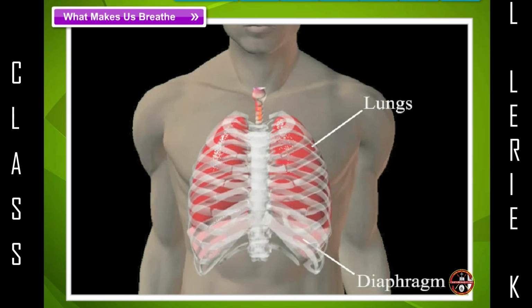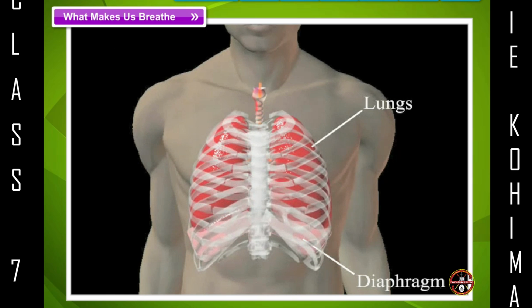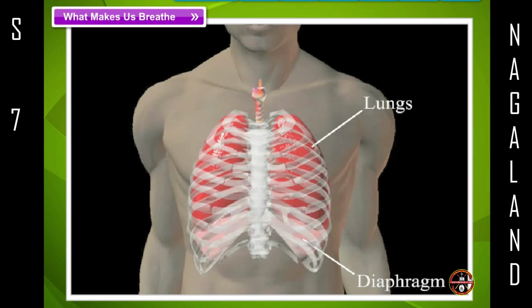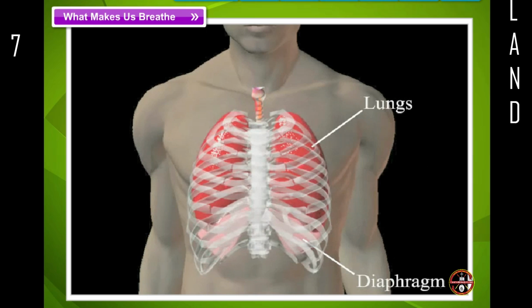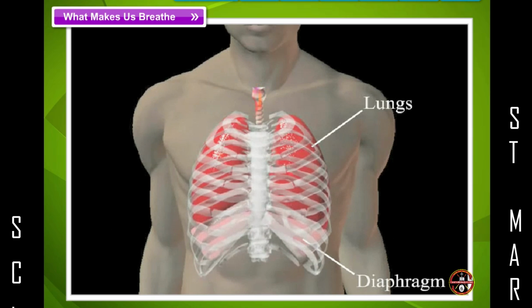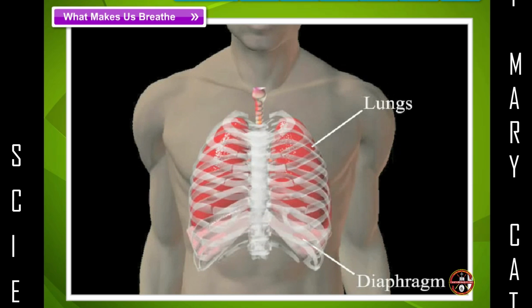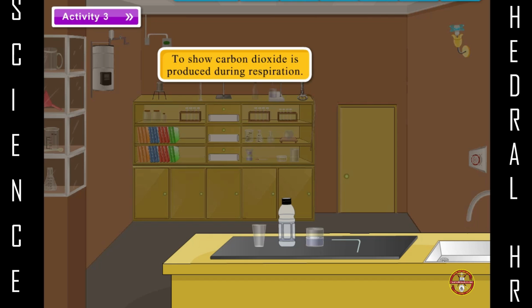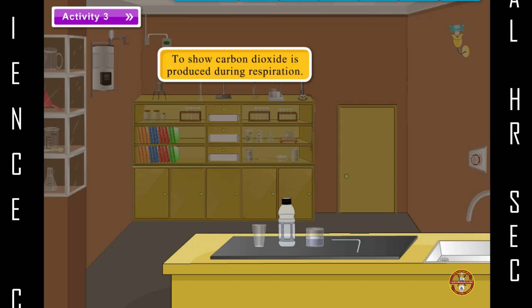The downward and inward movements of the ribs and the upward movement of the diaphragm decrease the space in the chest cavity. Air is pushed out. Activity 3. To show carbon dioxide is produced during respiration.